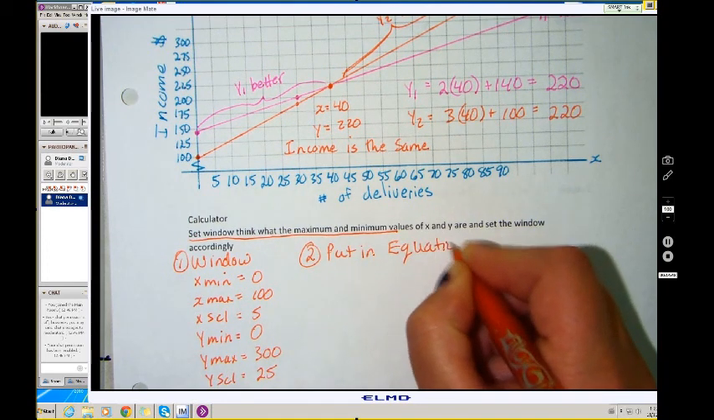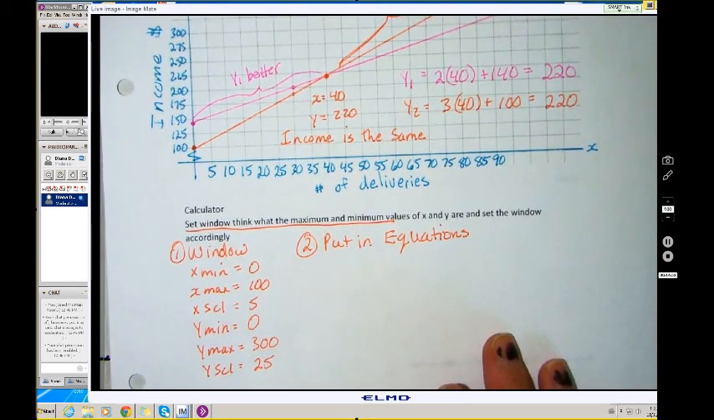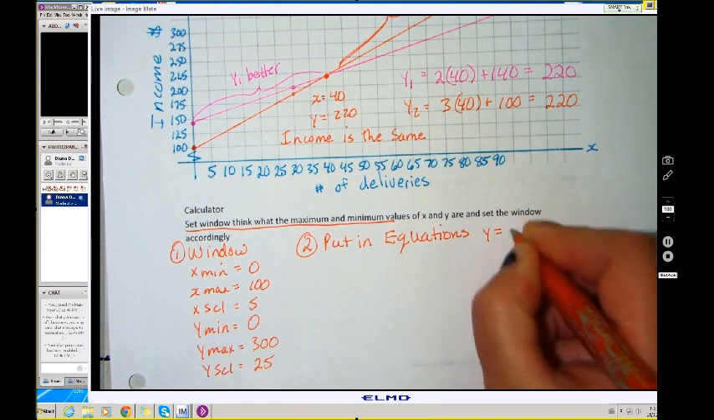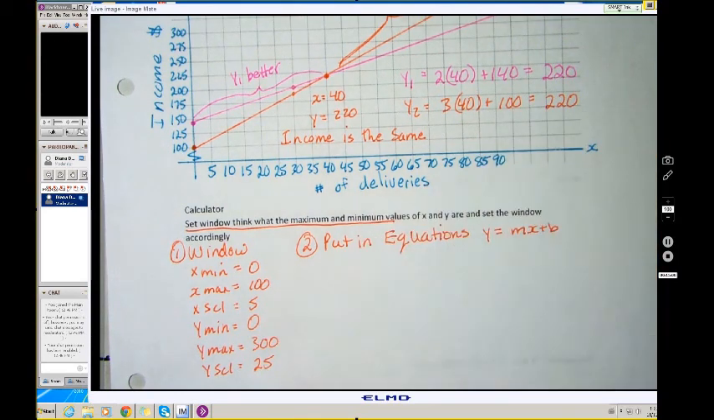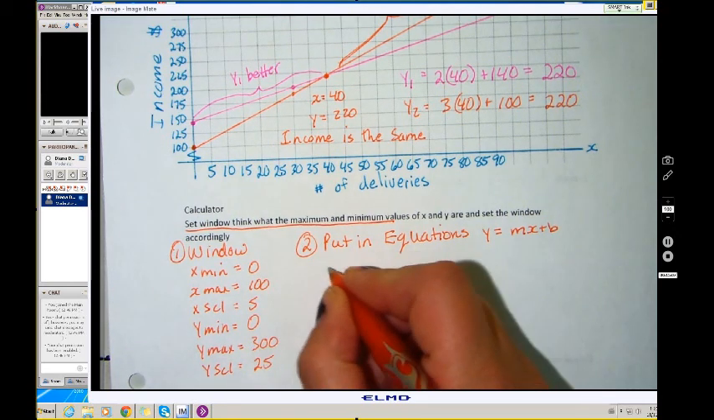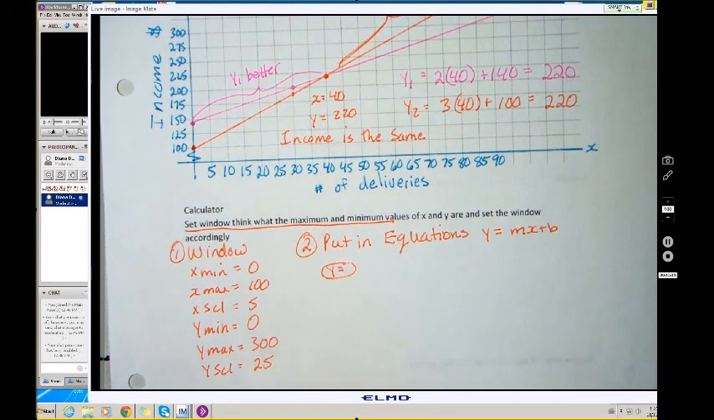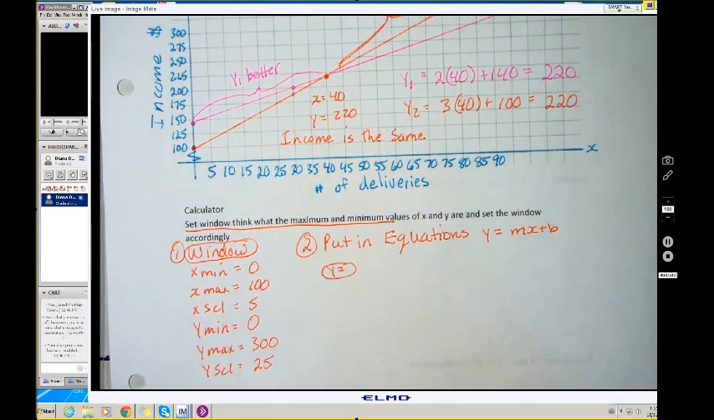The calculator is not as intuitive as the iPad, so you want to put the equations in, and that'll be in the y equals mx plus b form. It actually doesn't need to be y equals; you can have the equation whatever as long as it's solved for y. And notice there's a Y equals button. This is the Windows button too. And then you would just put in your equation.